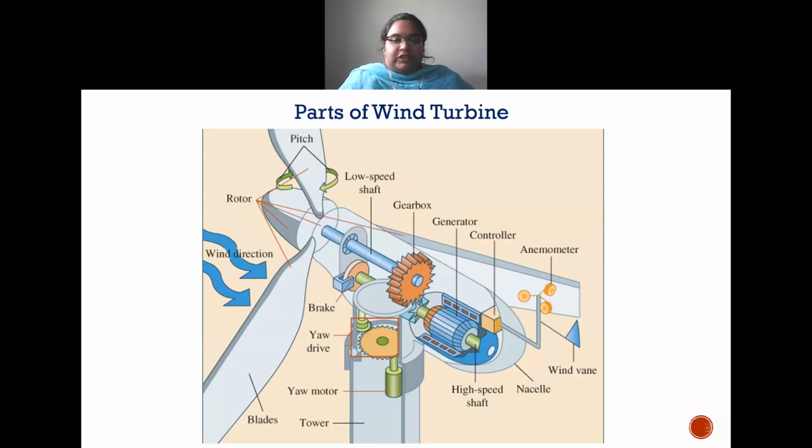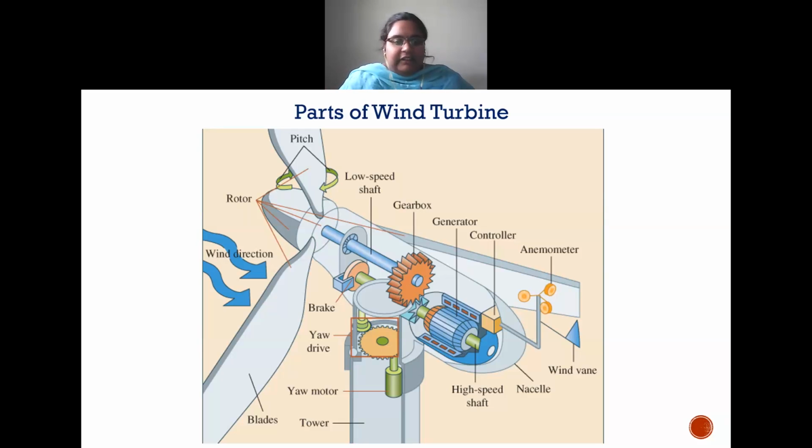For that, we'll be using brakes. Yaw drive is, as I've said, yaw means moving the total machine into the direction of the wind. So there will be a yaw drive which will be controlling the total movement of the machine, and then your motor which will guide the total system to move in which direction. It will give the instructions on how to move and everything.